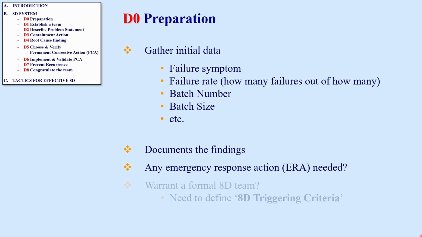Then document the findings. Based on this initial data, assess if any emergency response action, ERA, is needed. Not all issues warrant a formal 8D team. If the issue is straightforward and could be solved without tying up multiple parties, by all means, you can go ahead and address the issue without calling a formal 8D meeting. To ensure consistency in deciding what level of issues warrant a full team-based problem-solving effort, we need to define a set of 8D triggering criteria.